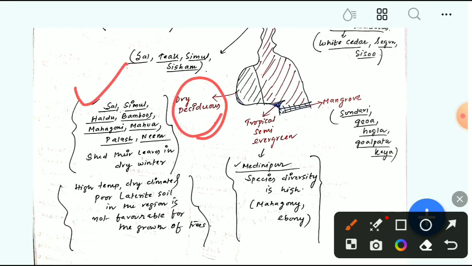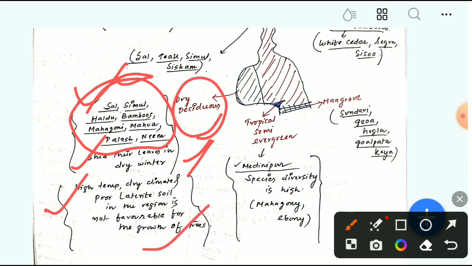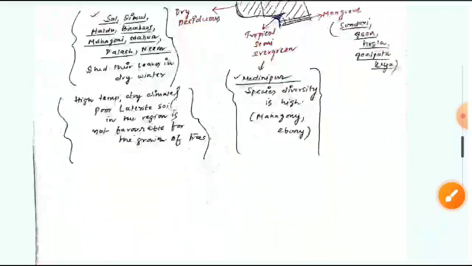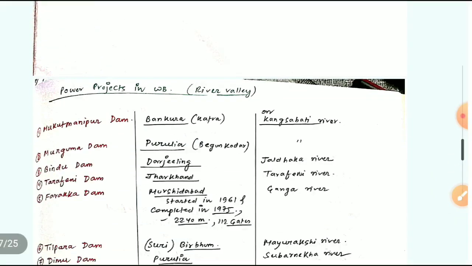Sal, simul, haldu, bamboo, mahogany, mahua, palash, neem shed their leaves in the dry winter. So this kind of trees are found in the dry deciduous region, and they shed their leaves during the dry season. High temperature, dry climate, and poor laterite soil in the region are not favorable for growth of trees. So these are the natural vegetation of West Bengal.